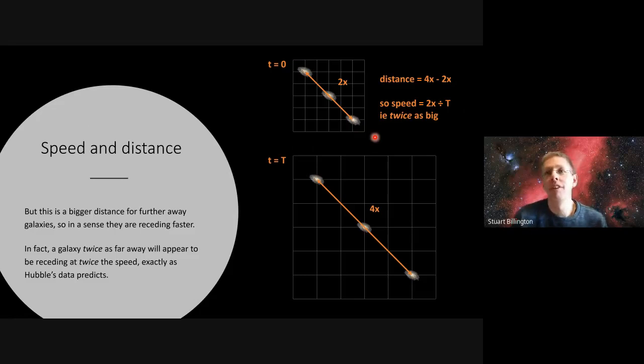If the expansion of the universe is the explanation for the Hubble data, then it includes this direct proportionality. It includes in it that double the distance will double the speed. It's really neat. And it's even neater because this idea was not invented to solve the Hubble problem.